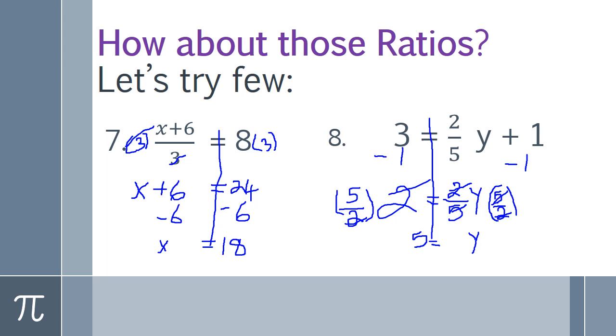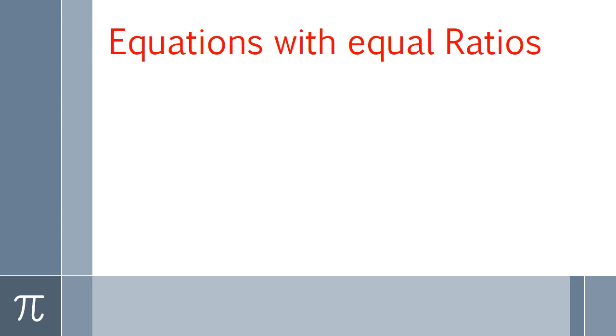And if you do the check, you'll find out that both sides of the equation are going to be equal to each other if we substitute y with 5. So here we have one more problem where we have a ratio equal to a ratio. That means we have a fraction equal to a fraction. And the best way to solve this equation is to cross multiply.